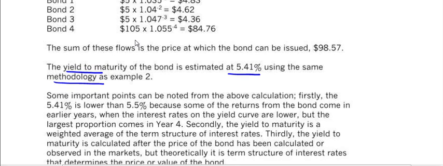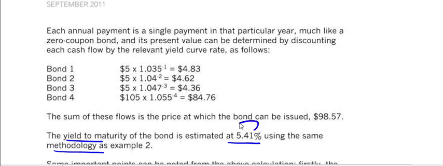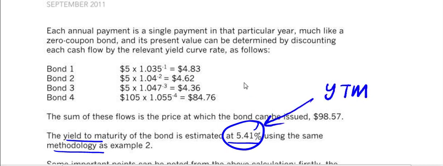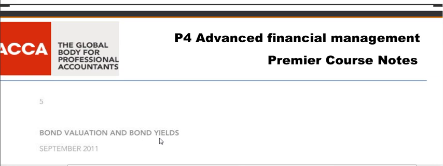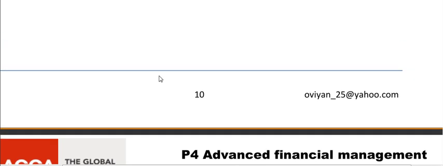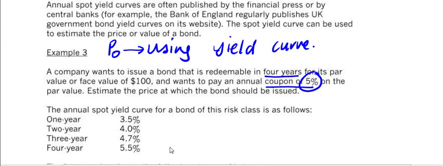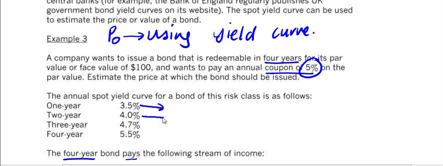Now what I want to show you here is this. What is this IRR? You see, in example 2, you found out the yield to maturity. This yield to maturity is 5.41, which is actually one yield rate. Now, actually, the components are going to be based on this particular yield: 1 year yield 3.5, 2 year yield, 3 year yield, 4 year yield.